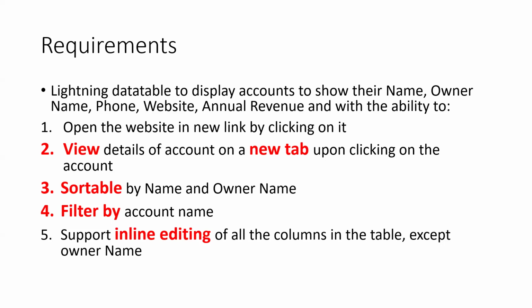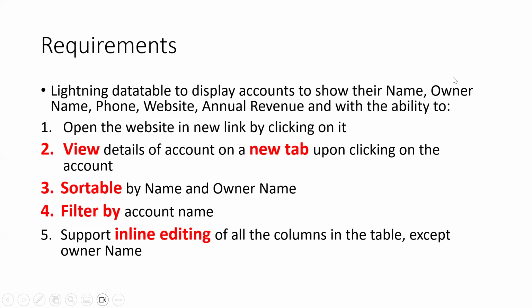Third is that I should be able to sort the rows by name and owner name, the name of the account and owner name. Fourth is I should be able to filter my accounts by a specific search string that I'll be giving. And fifth and the final one is that it should support the inline editing of all the columns in the table except the owner name, because owner is from some other object, right? It's not a part of the account object.